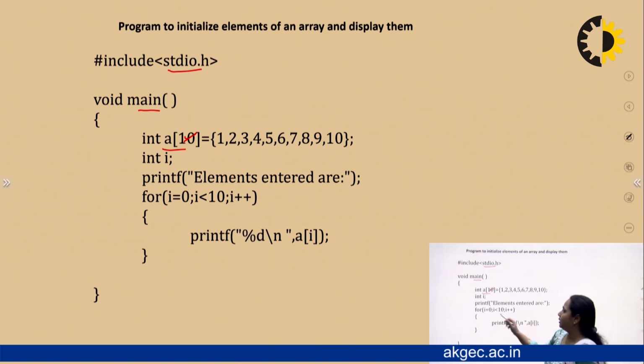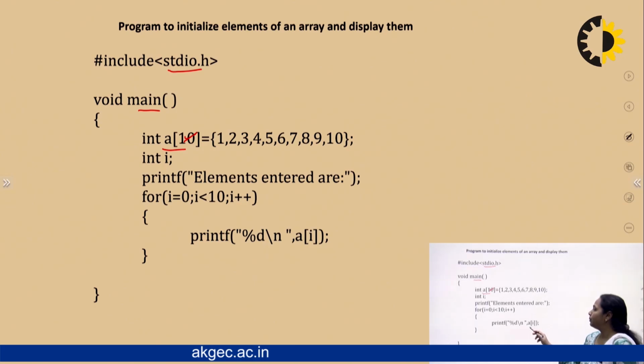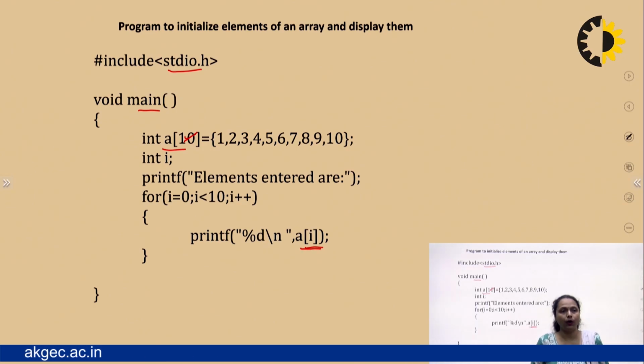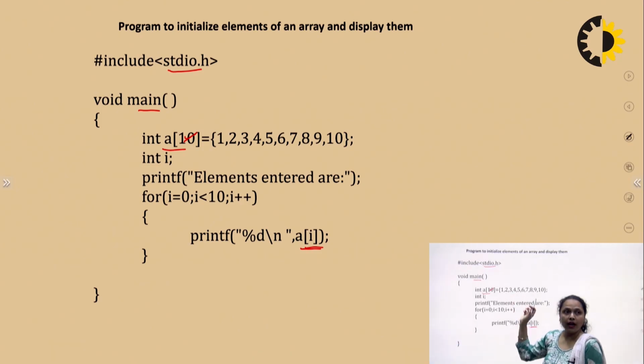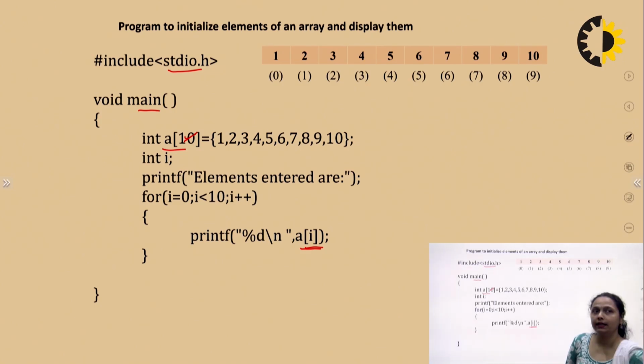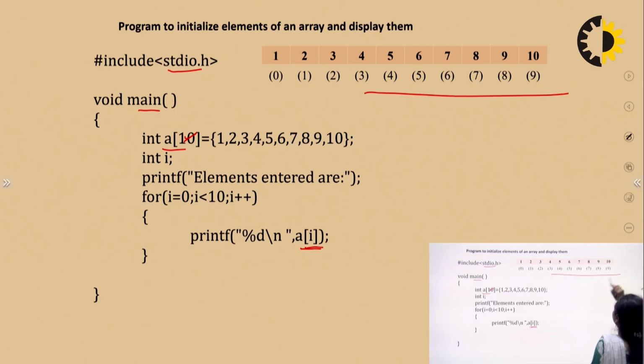For that, you have to write a loop for i equal to 0, i less than 10, i plus plus. And in this, you will print A[i]. So it will print all the elements of the array one by one in the given sequence, in the manner in which you have provided. The data will be printed like this.